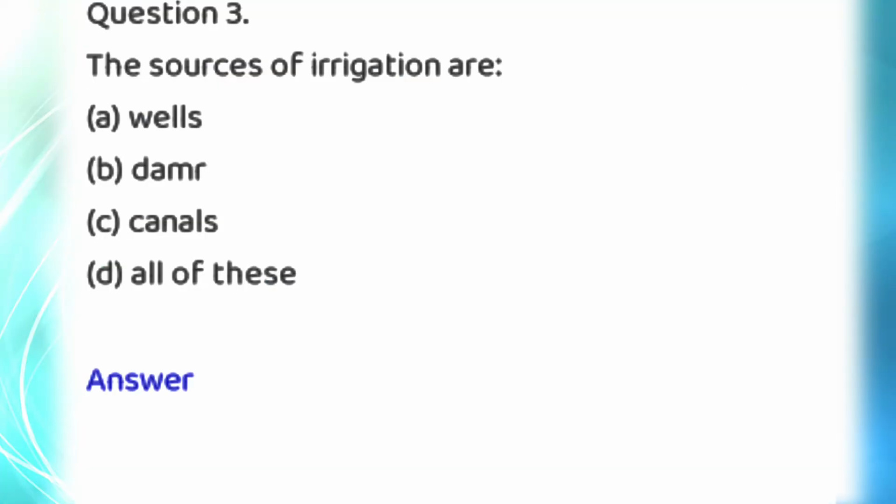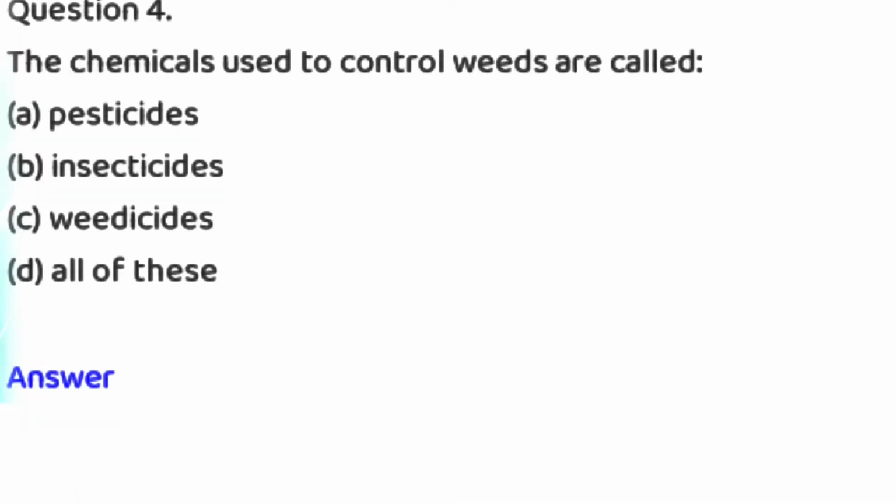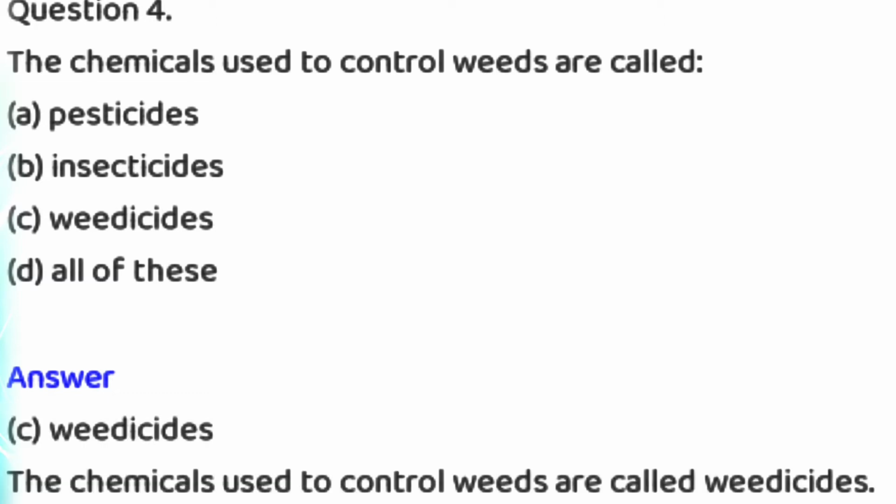Third question: the sources of irrigation are wells, dams, canals, or all of these? And the answer is all of these. The sources of irrigation are wells, dams, and canals. Fourth question: the chemicals used to control weeds are called pesticides, insecticides, weedicides, or all of these? And the answer is weedicides. The chemicals used to control weeds are called weedicides.